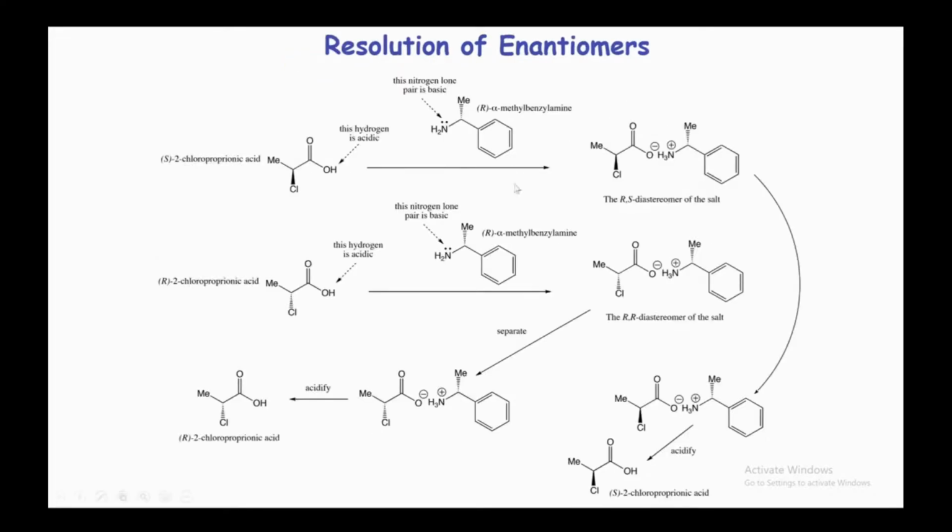Okay, let's move on to real examples of resolution of enantiomers. Now we have S-2-chloropropionic acid. We want the resolution of this enantiomer. This nitrogen lone pair is basic, so we will make the diastereomeric salt of this racemic mixture. Now we have RR and RS diastereomeric salts. RS, under acidification, gives you this S-2-chloropropionic acid, and R-chloropropionic acid gives you this compound. We separate this diastereomeric salt into a single diastereomer, and then we acidify to get our desired enantiomer.